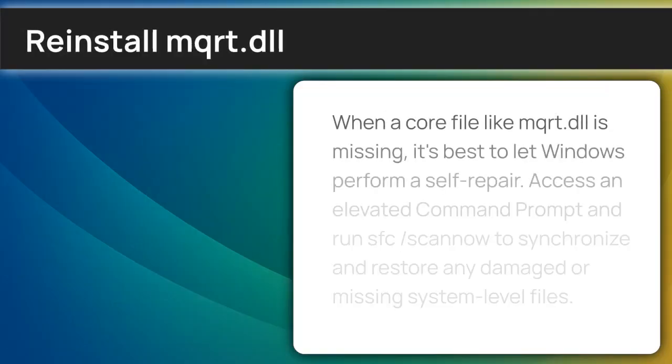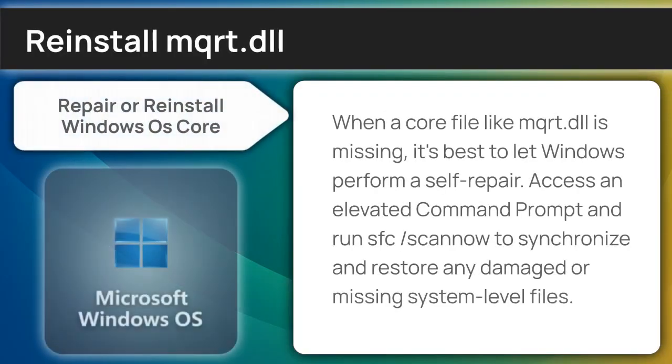When a core file like Mqrt Library DLL is missing, it's best to let Windows perform a self-repair. Access an elevated command prompt and run sfc /scannow to synchronize and restore any damaged or missing system-level files.